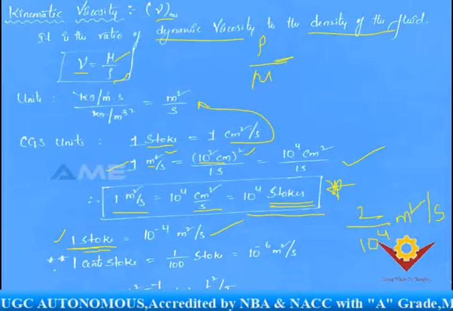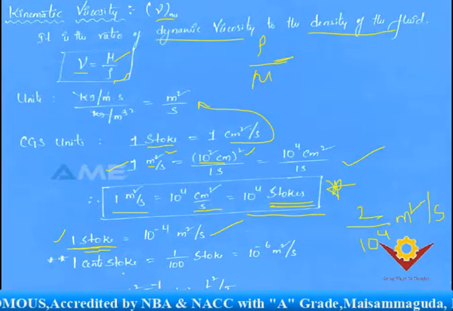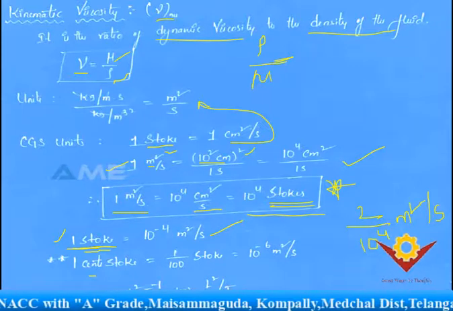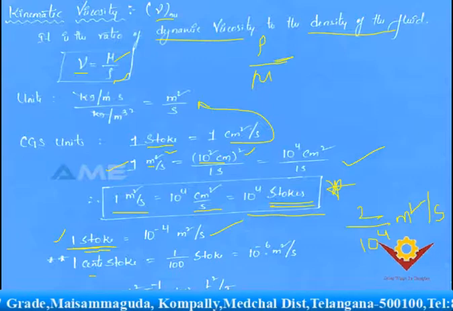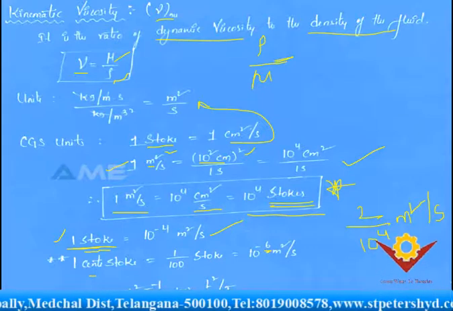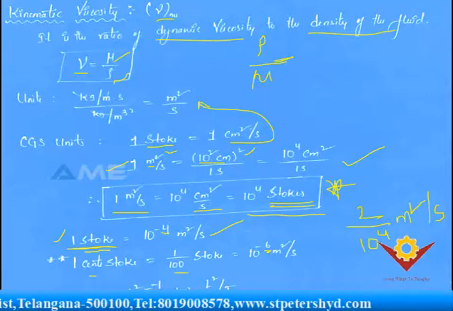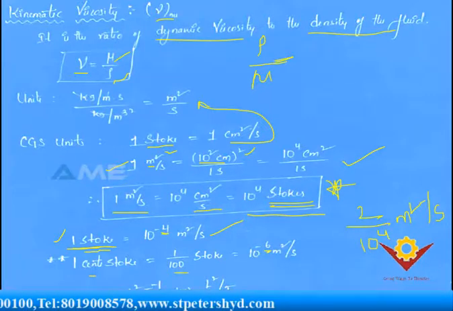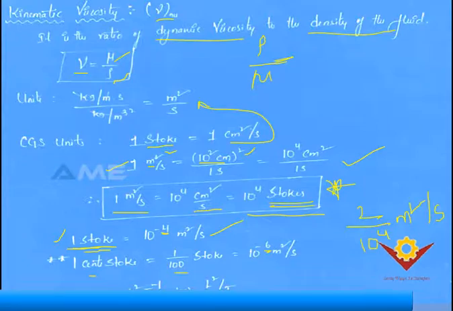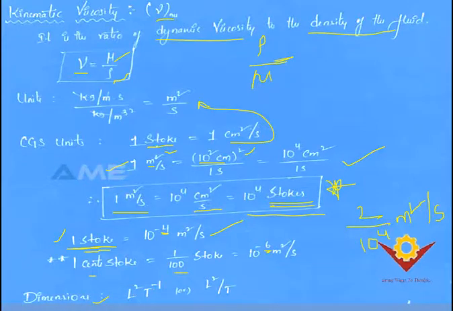And the next unit is 1 centistoke, which is equal to 1 by 100 Stoke. Centi means 1 by 100. So it is equal to 10 to the power of minus 6 meter square per second. Why is it 10 to the power of minus 6? Here 2 is already there, and here 4 is there. If you add that, you are going to get 10 to the power of minus 6 meter square per second. And for this, the dimension is L square T to the power of minus 1. That means you can see here meters give L square, and the second gives T to the power of minus 1.